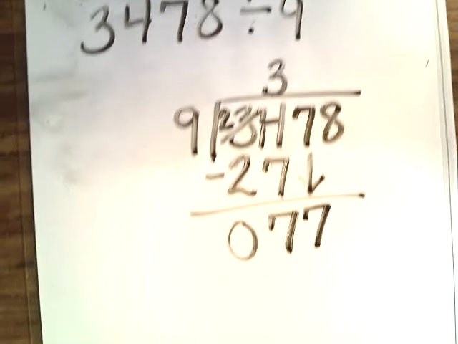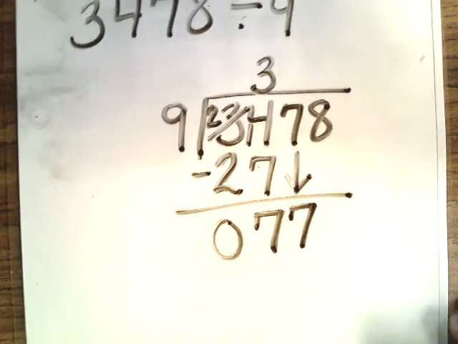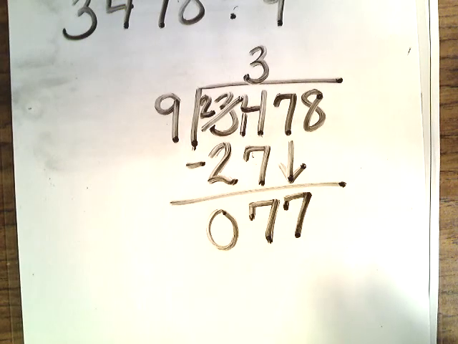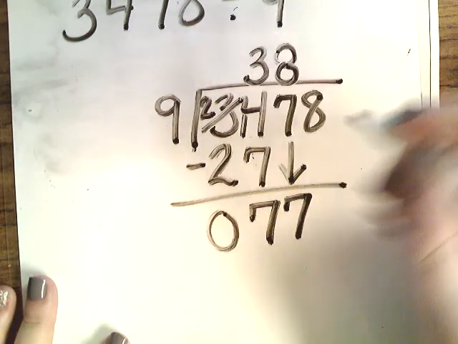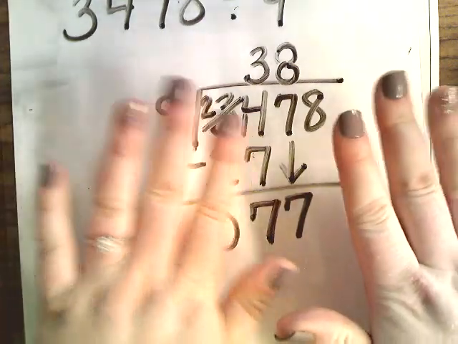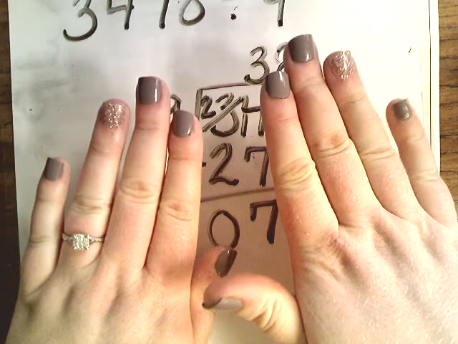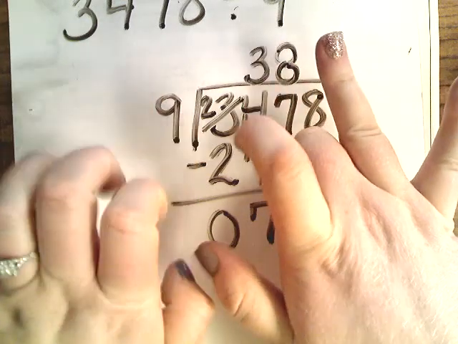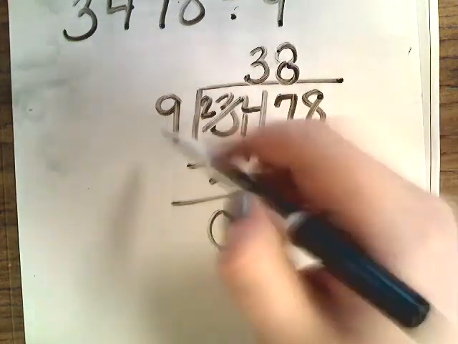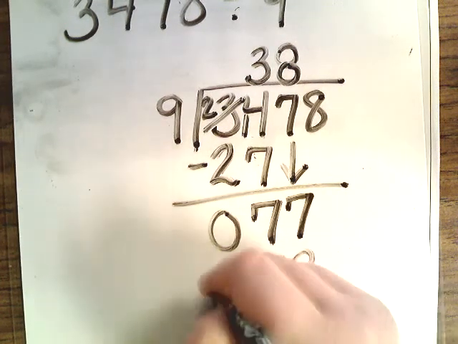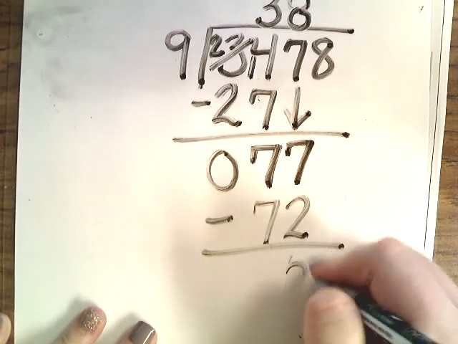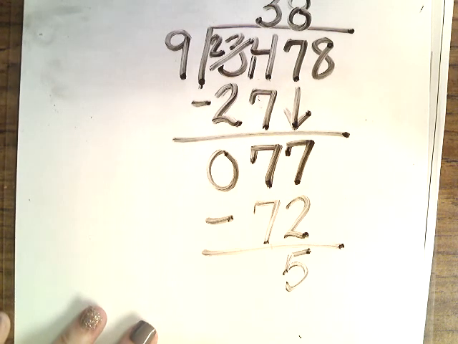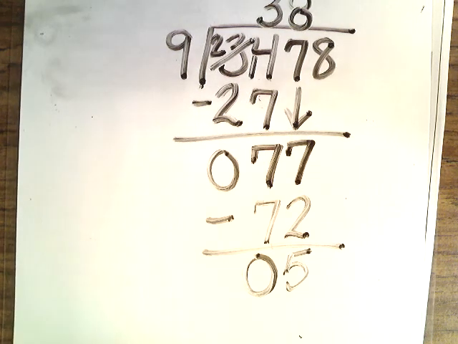9 can fit into 77. I'm going to count by 9s until I get a number that's close to 77 without going over. It actually fits 8 times because 9 times 8, and here's the trick, I have all 10 of my fingers out. If I'm doing 8, I get 72. So 9 times 8 is 72. 7 take away 2 is 5. And 7 take away 7 is just 0.